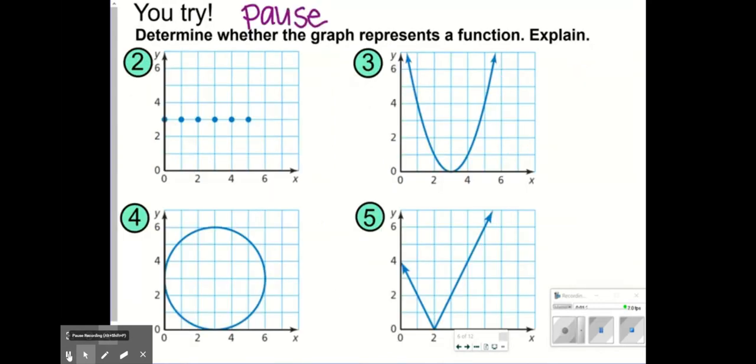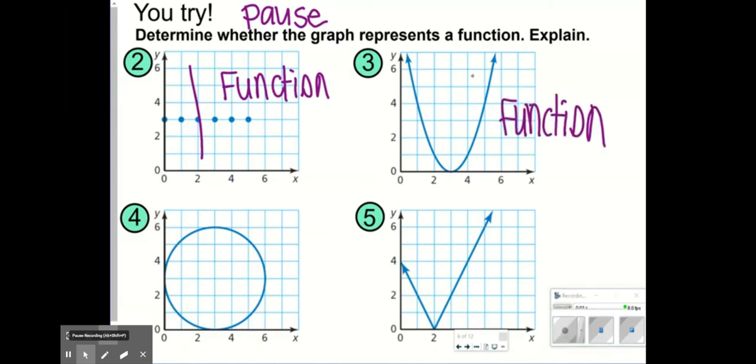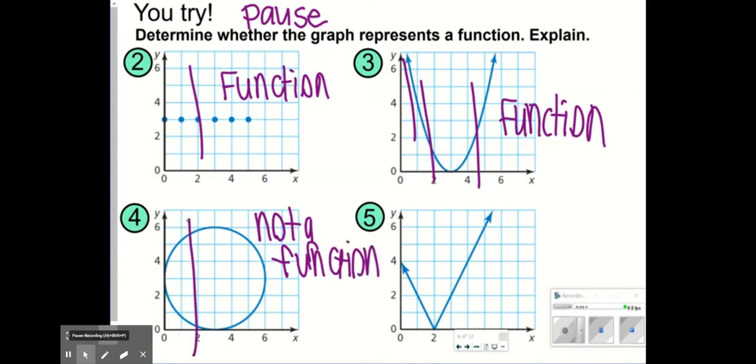Okay? So number 2 is a function because it passes the vertical line test. Number 3 is also a function because it also passes the vertical line test. Number 4 is not a function because when you do your vertical line test, there are two or more points that it passes through. And number 5 is also considered a function because it can pass the vertical line test.